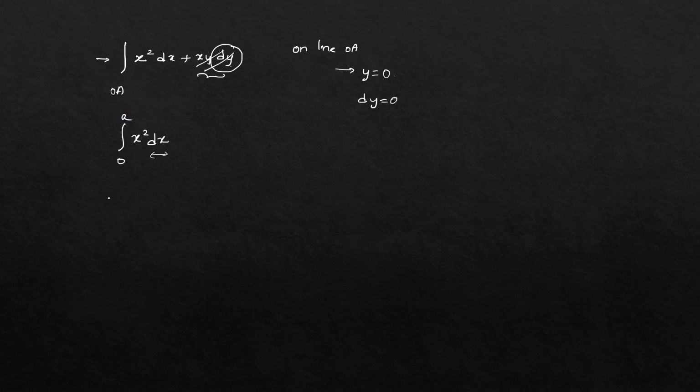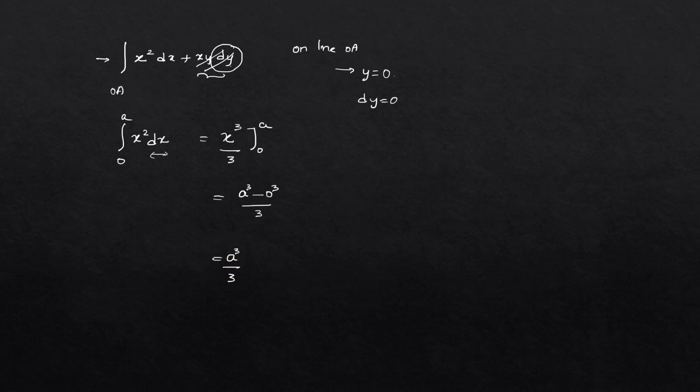Now we have to solve the integration. What is the integral of x square? It is x cube by 3, over the limit 0 to a. If you put the upper limit, it will be a cube minus the lower limit, 0 cube by 3. So the answer is a cube by 3.